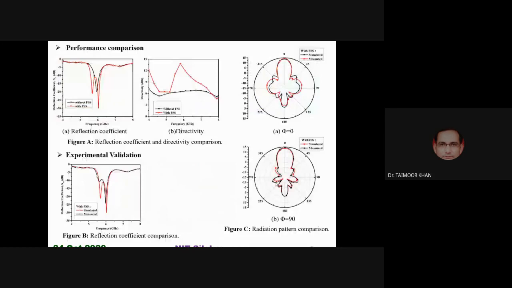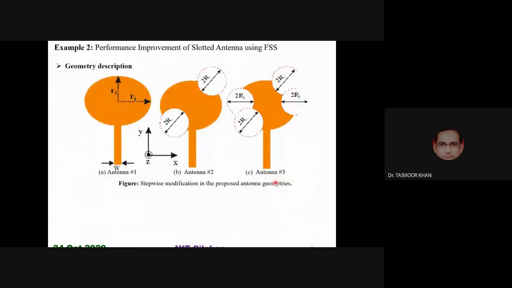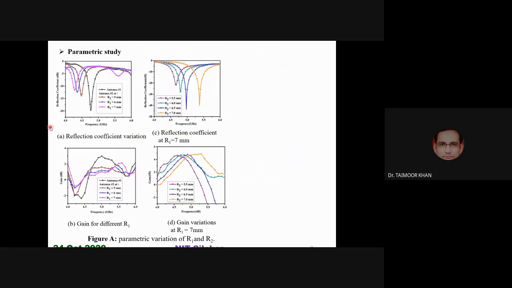Now the second example, performance improvement of a slotted antenna using FSS. It is an electrical patch radiator, antenna 2 and 3 both are stabilized, and this is basically our final optimized design. What R1 and R2 are playing, and how the performance is changing. You can visualize the best possible matching we are getting. By changing the radii R1 and R2, we can select an appropriate combination of R1 and R2 in that particular design. Antenna 1 and antenna 2 at R1 equal to this one, and antenna R2 equal to this one.